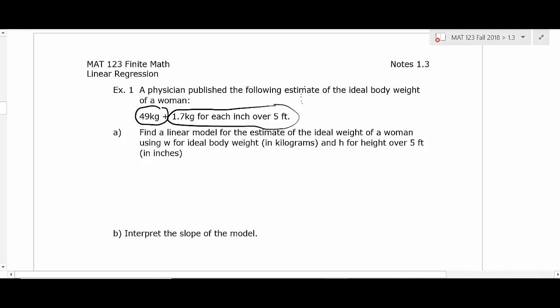Okay, so what you get here is the 49, that's what's called a fixed weight. That's the weight of a woman that's 5 foot. That's the ideal. Now what is the 1.7? The 1.7 is a variable weight like that. So what we're going to do is find a linear model for that.